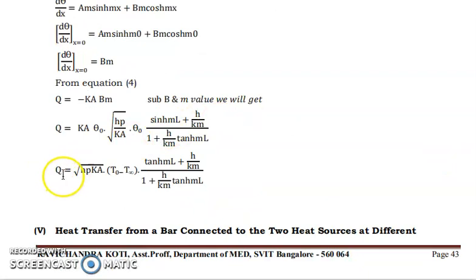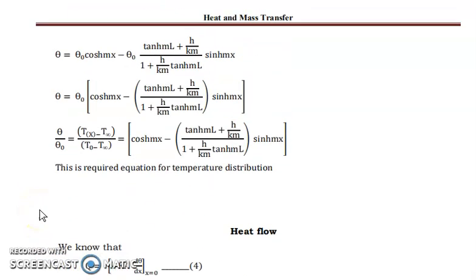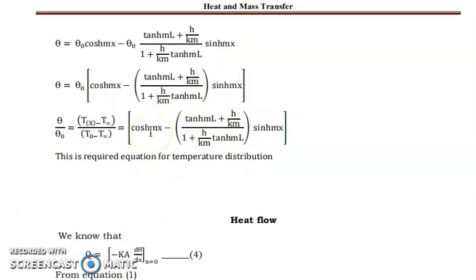So what happens here, q is equal to root of h p k times (theta naught, that is T naught minus T infinity) into tan hyperbolic ml plus h by km, divided by 1 plus h by km into tan hyperbolic ml. This is our heat flow equation when the tip of the fin is subjected to convective heat transfer. So this is our fourth boundary condition. This equation represents the heat transfer, and that equation represents the temperature distribution.